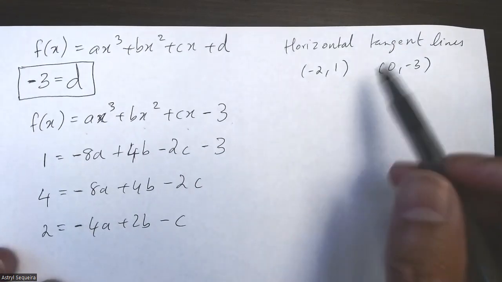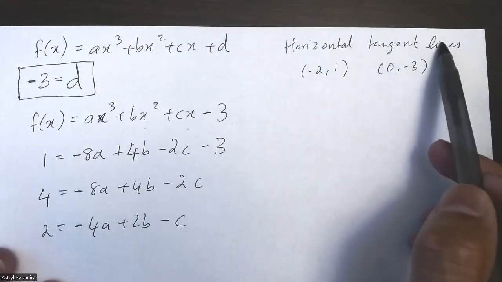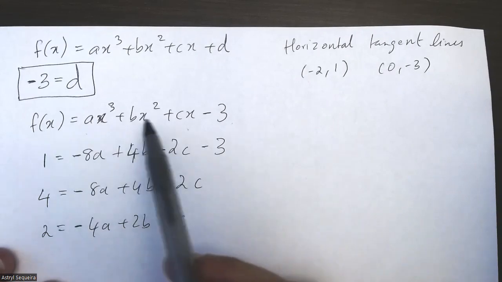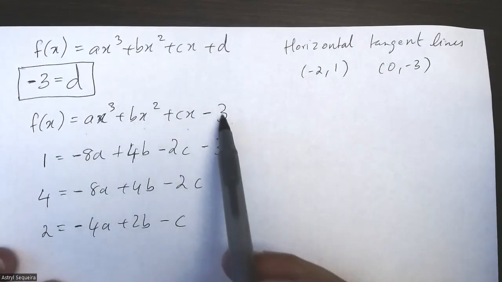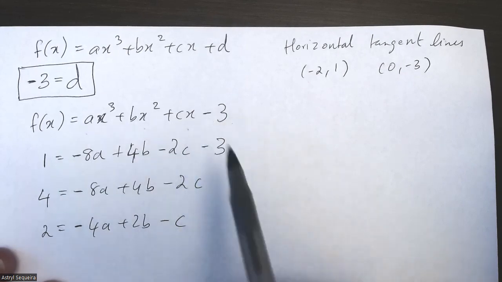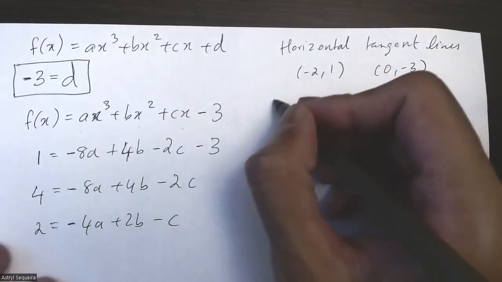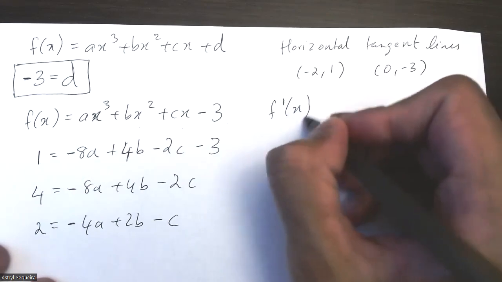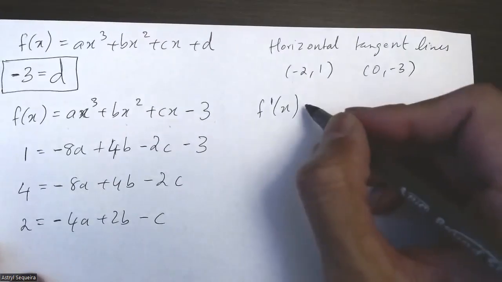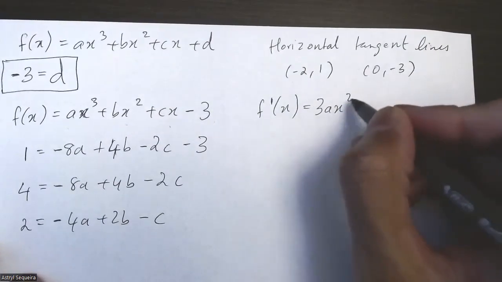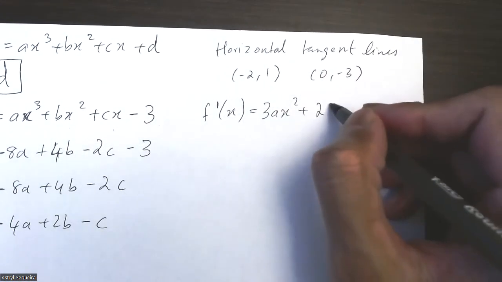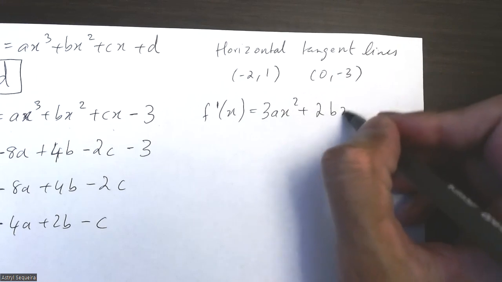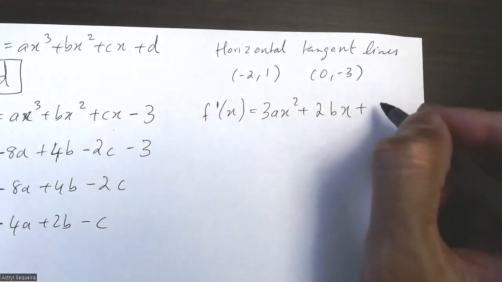To find my third equation, I know that these are horizontal tangent lines, which means that the derivative of this function will be equal to 0. I'll derive this function here because I already have a constant in it. Not that it really matters, it's going to disappear. But best to work with that one. So f prime x, if I derive this equation, I'll get 3ax squared plus 2bx plus c.